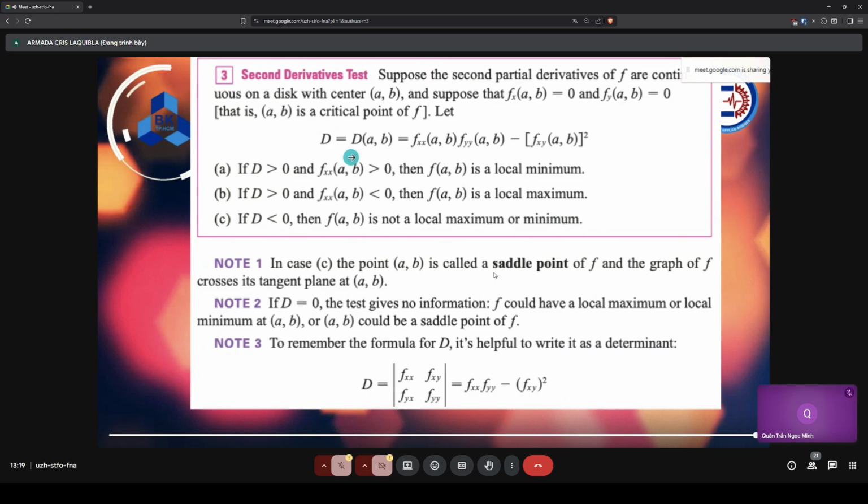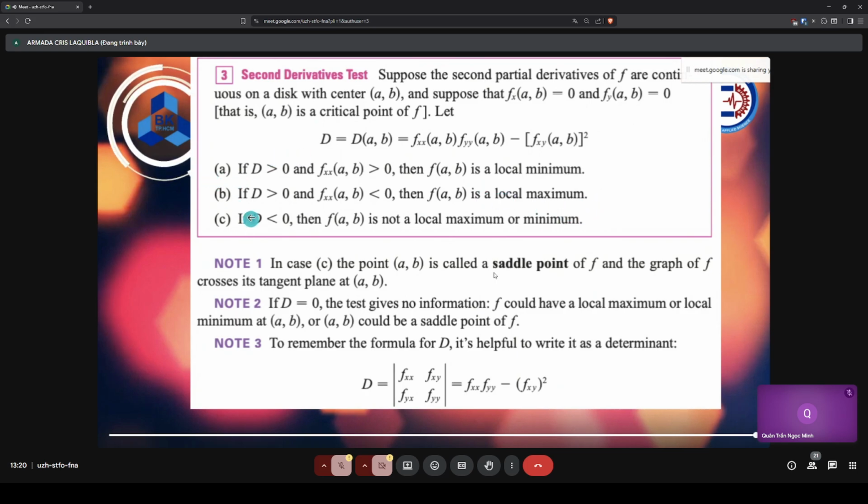So what you do next, you substitute them in the D formula. D(a, b) is equal to fxx(a, b) times fyy(a, b) minus fxy(a, b), then this one is squared. Now, if D is positive and fxx is also positive, then f(a, b) is a local minimum. You are only concerned with the fxx and the D. Next, if D is positive and fxx is negative, then f(a, b) is a local maximum.